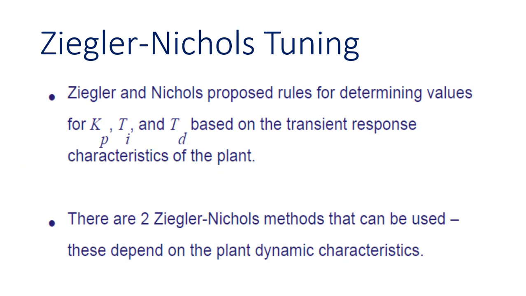Now the method that we will discuss today is known as the Ziegler-Nichols tuning method. The method was proposed in 1950, and it is used a lot. It will tell us some rules to find out the values of KP, TI and TD, based on the transient response characteristics of the plant. There are two methods of Ziegler-Nichols that can be used, and these depend upon the plant dynamic characteristics.